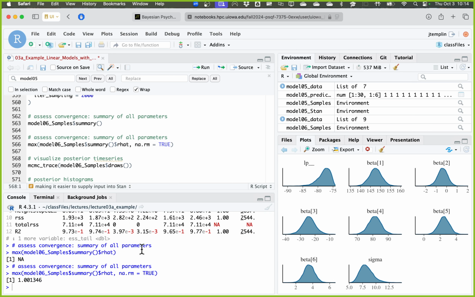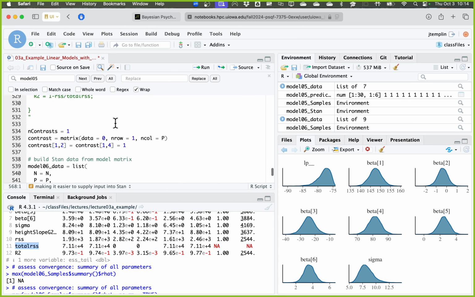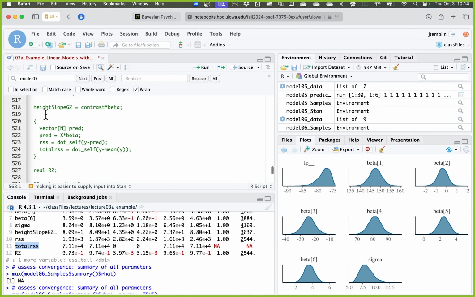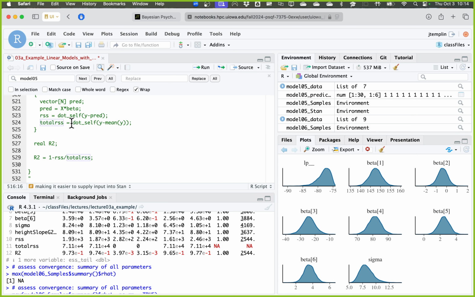Here, we have an NA value for one of the r hats. When that happens, it happens to be for total regression, total sums of squares. Now, total sums of squares, I thought I made a mistake when I said the braces. Because I defined it outside of the braces here, it's outputting. But you'll note y minus the mean of y never changes. So what that means is there's no variance in that total RSS.